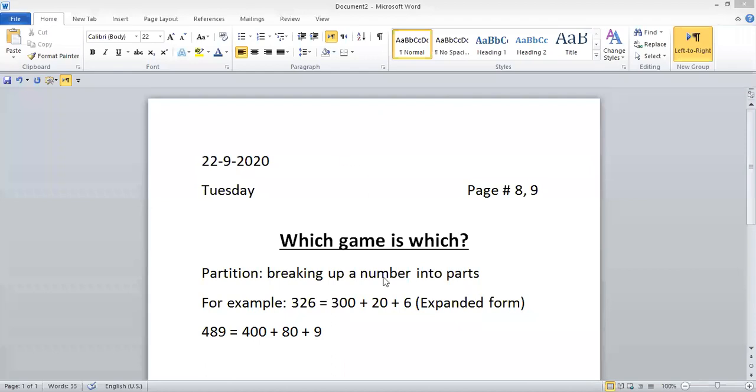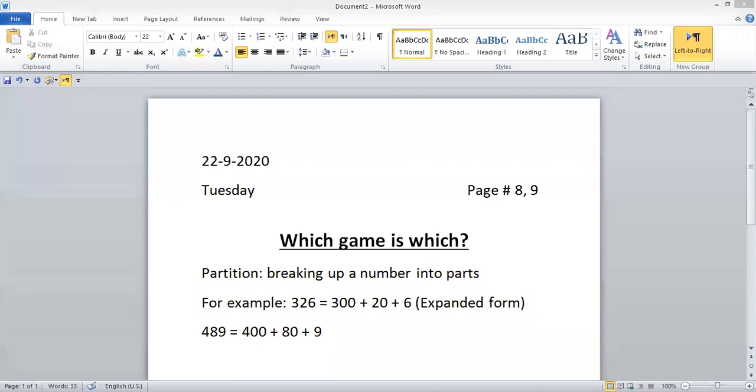Sir, we write in the notebook. You don't need to write in the notebook. First, you need to listen to me. Someone is playing in the chat. Listen, guys. Don't need to write now. Just listen to me carefully.